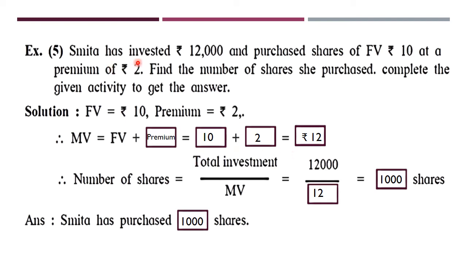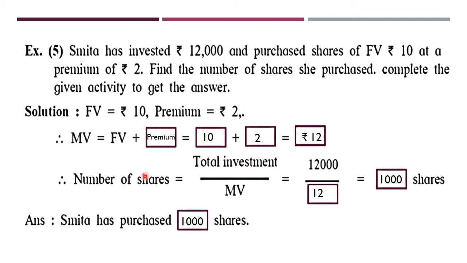Now Smita has invested ₹12,000 and purchased shares of face value 10 at a premium of 2. The face value of the share is 10 and a premium of 2 means the market value will be 10 plus 2, which is ₹12. That is the first step. Face value is ₹10, premium is 2. Therefore the market value of one share is face value plus premium, that is 10 plus 2, which is ₹12.